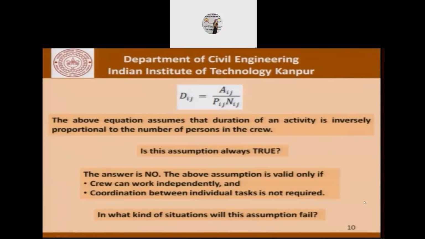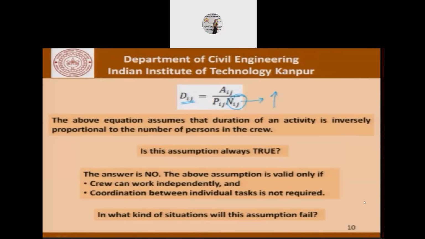So now, another thing is the number of workers. This equation here assumes that the duration of an activity is inversely proportional to the number of persons in the crew or the number of workers in the team. But is this assumption absolutely true? Is it true in the absolute sense? If we keep increasing this Nij, is there no limit for the reduction in the duration that we get?